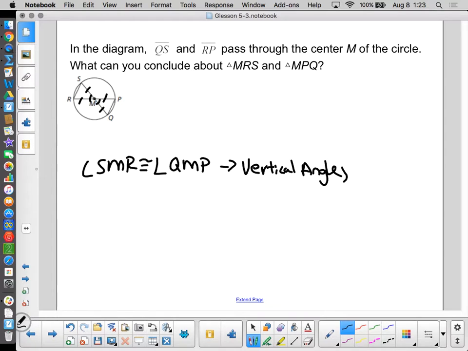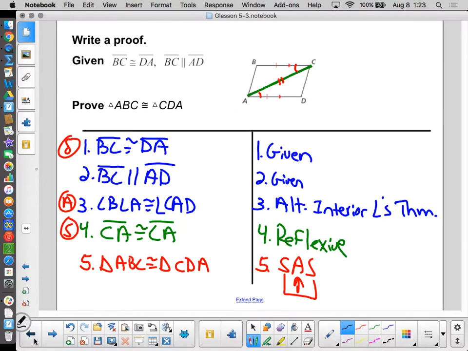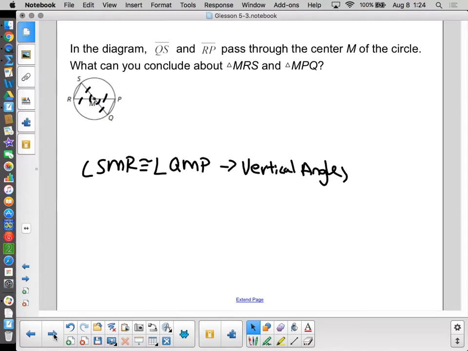Notice our strategy, too, in completing the proof. Back here, we prove corresponding parts congruent and build up enough parts to get to our shortcut, side angle side. I can't jump straight to side angle side. I've got to build the individual pairs of parts first.